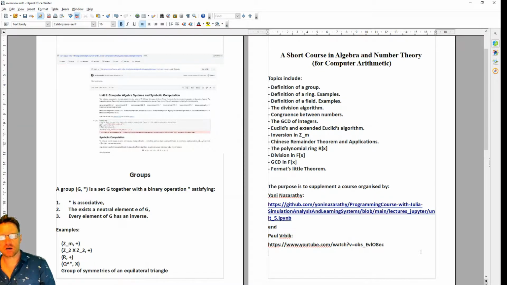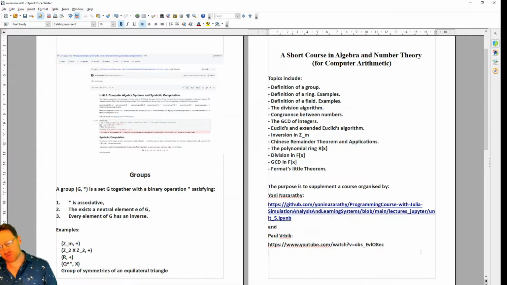We'll talk about congruence between integers, so modular arithmetic, then the greatest common divisor of integers. So this is also Euclid's algorithm. Then the extended version of Euclid's algorithm. So there's a little bit more that goes on in the background of Euclid's algorithm, or that you get with very little extra cost. And that you can use to find multiplicative inverses of integers in groups modulo m. So again, this is congruences.